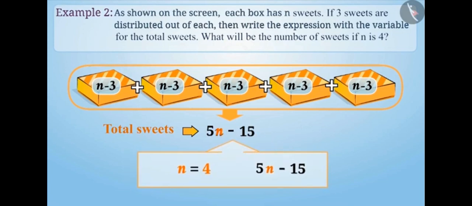Here, the value of n is given as 4. If the value of a variable is given, then while substituting this number in the expression, we must multiply it with the number before the variable. Therefore, 4 will be multiplied by 5. The product is 20 and 20 minus 15 will be 5. Hence, when n is equal to 4, the number of remaining sweets will be 5.